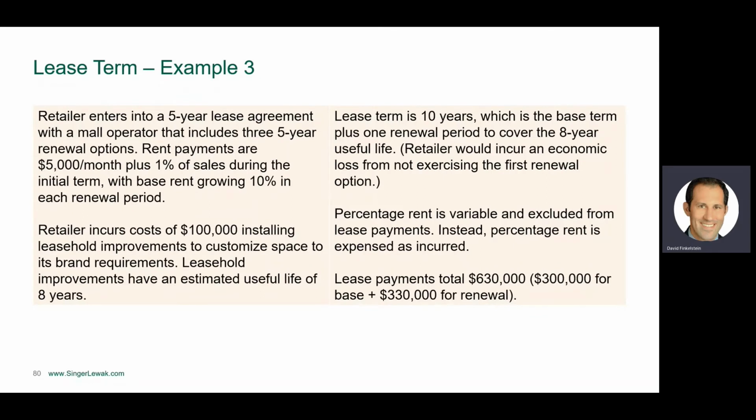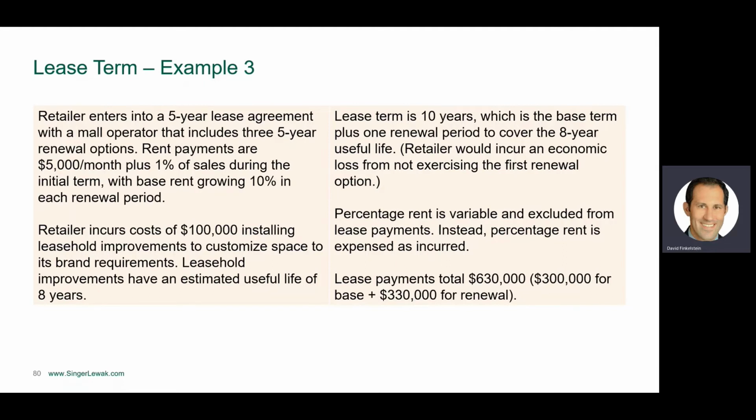For this third example, we're looking at a retailer who enters into a 5-year agreement with a mall operator. It includes a 3 5-year lease renewal option. The rent payments are going to be $5,000 a month plus 1% of sales during that initial term, and the base rent is going to grow 10% in each renewal period. The retailer is going to incur costs of $100,000 in installing leasehold improvements to customize the space to its brand requirements. The leasehold improvements will have an estimated useful life of 8 years.